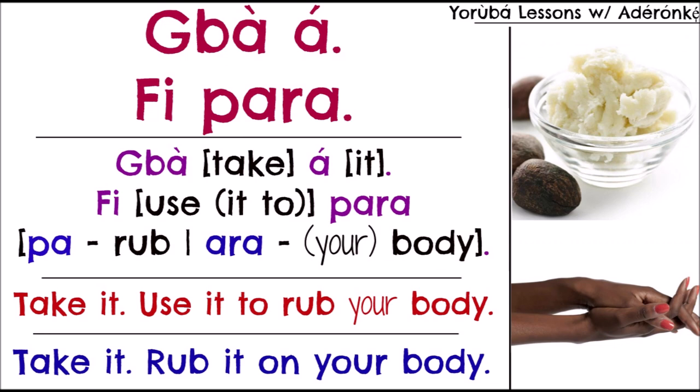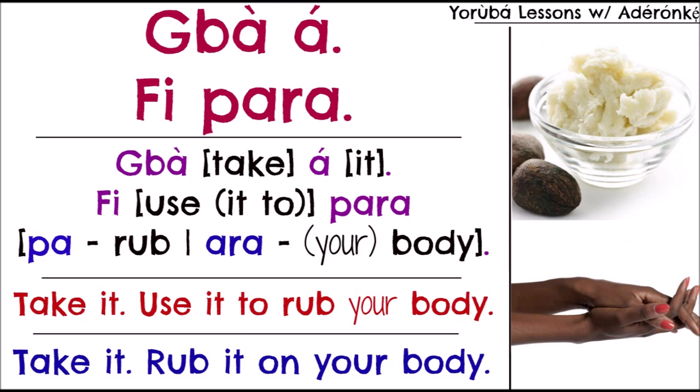If I want to intentionally put the word your in this statement, gba fi para e would be what it would be, which means something different and something dark. Gba fi para means take it, use it to rub your body, when you transliterate it. Then when you translate, take it, rub it on your body. You would notice that your is not necessarily part of the specific sentence.